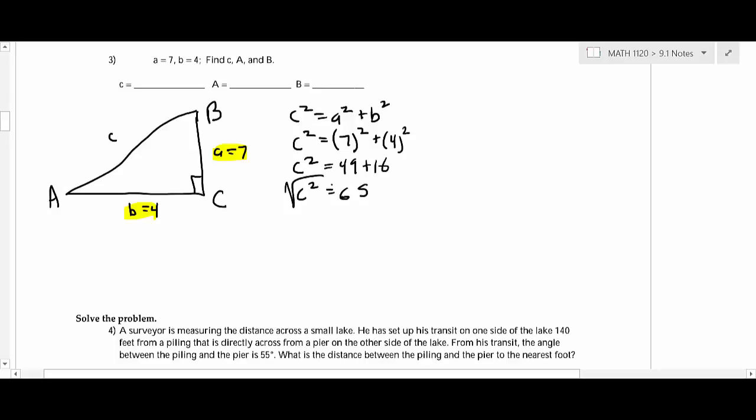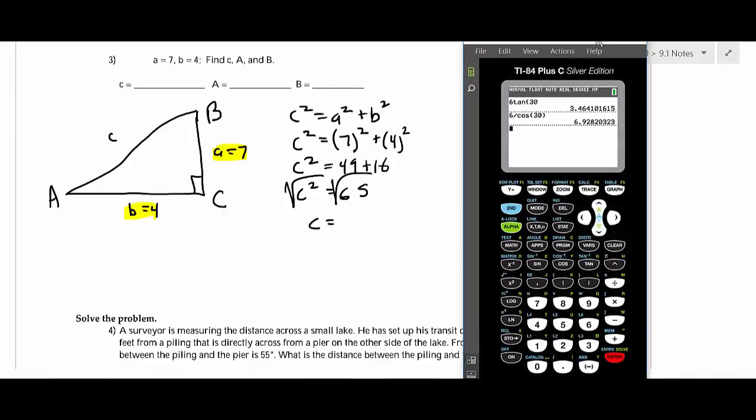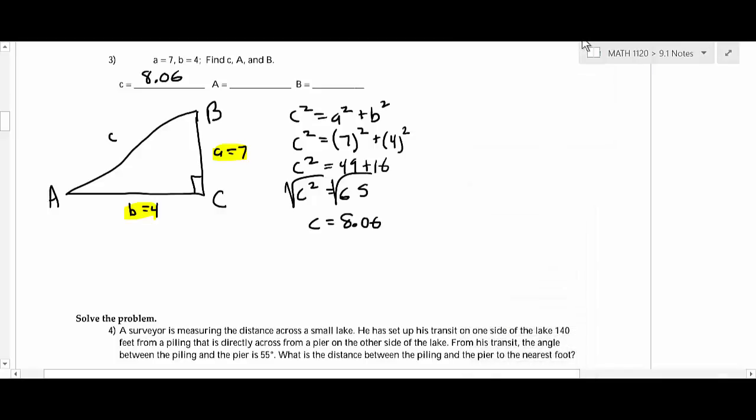We do the square root of both sides. We're getting a positive answer because we're dealing with a triangle, so distance is positive. So this time I'm just going to estimate, okay, and round off. So the square root of 65 is going to be about 8.06. So I'll record that, and that'll give me the first piece of the triangle, okay? All right, now let's figure out an angle. So we're going to pick an angle. It doesn't matter which one you pick. So I'm going to pick A.